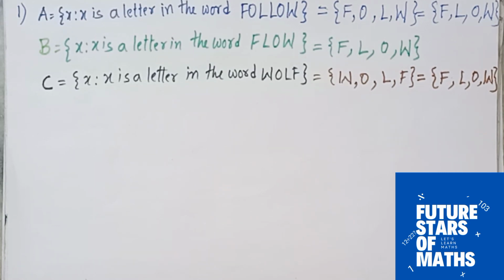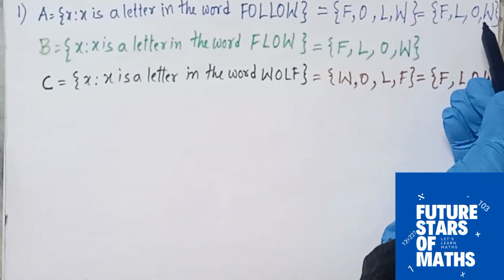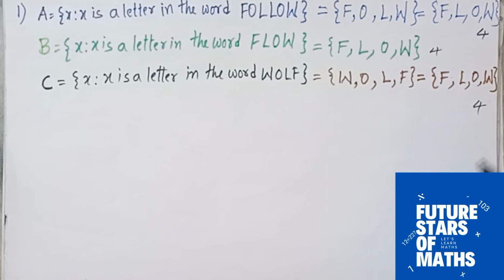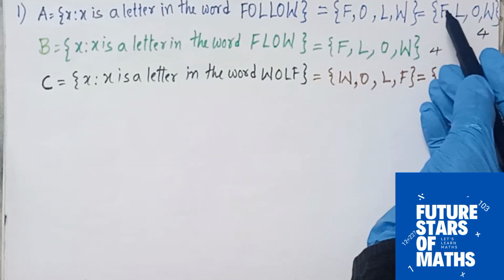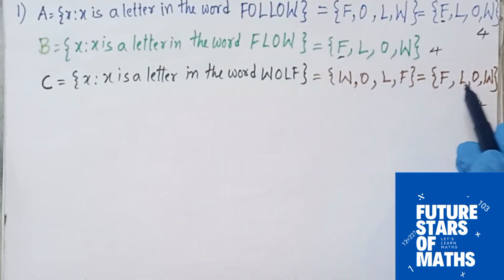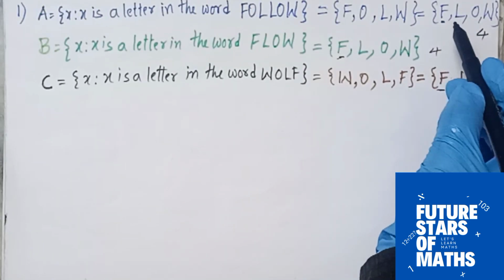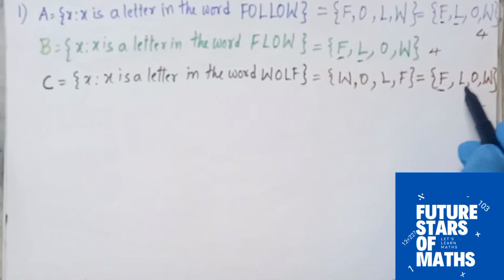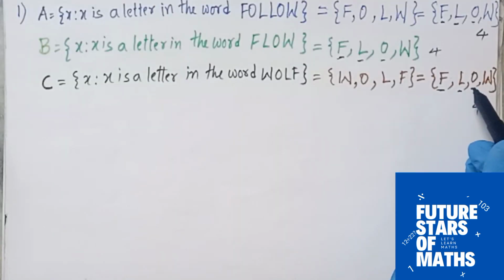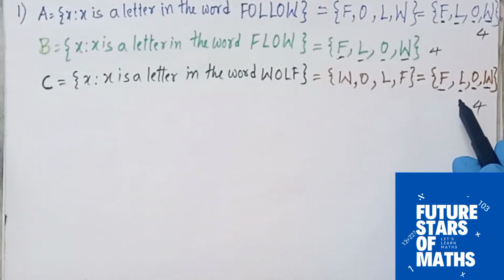First we will check the number of elements in each set. In set A, how many elements are there? 4. Then in set B, 4. Then in set C, 4. So all are the same. Now we will check whether all the elements are the same or not. The first letter here is F, here is F, here also we have F. Then the second letter L, here also L, here also L. Then the next O, here also O and here also we have O. Then the fourth letter is W, here also we have W, here also we have W. So all the sets are equal.